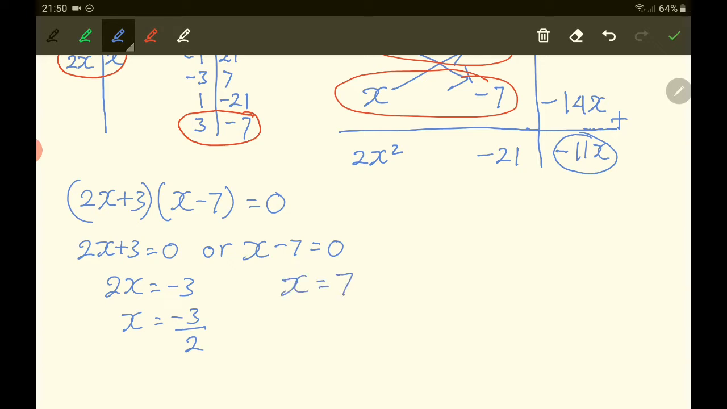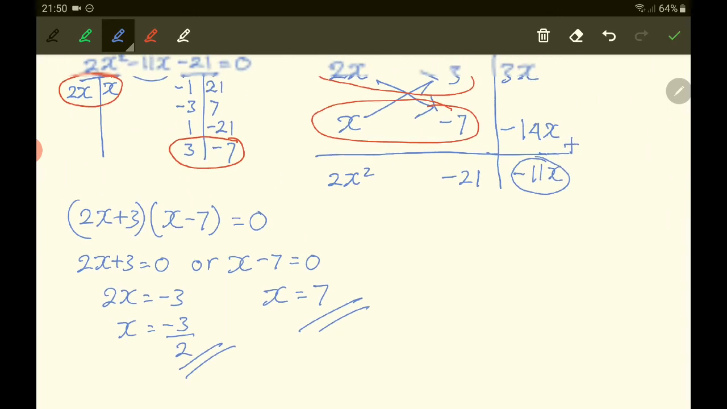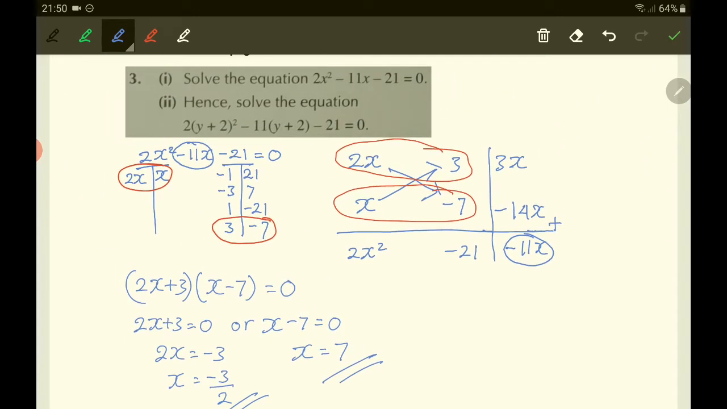So there are two possibilities: either x equals minus 3 over 2 or x equals 7. Okay, so that is for the first part. We already got the answer. And now how about the second part? The second part is, hence solve the equation.